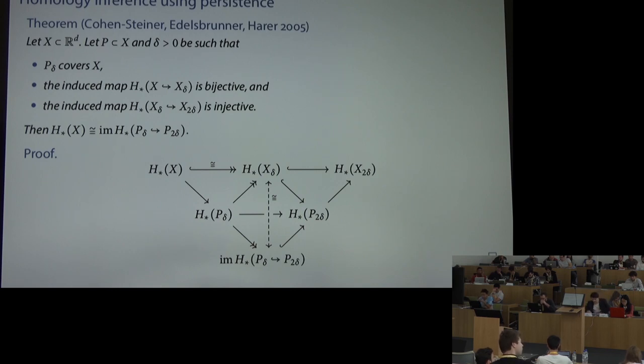So you don't need to literally go through several values of delta. The point is all this information is encoded in the persistence barcode. So you look at the persistence barcode and you look for a place where bars appear that persist for long enough such that they actually contribute to this image here. A bar contributes to the image of delta to 2 delta if the ratio between death and birth is greater than 2.